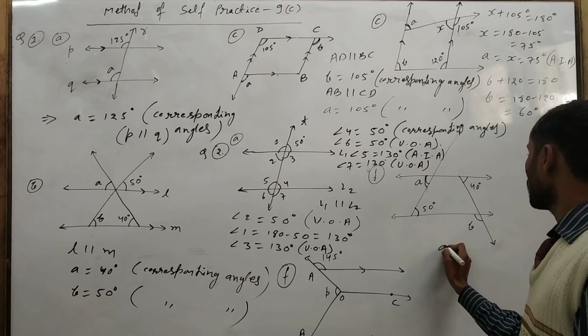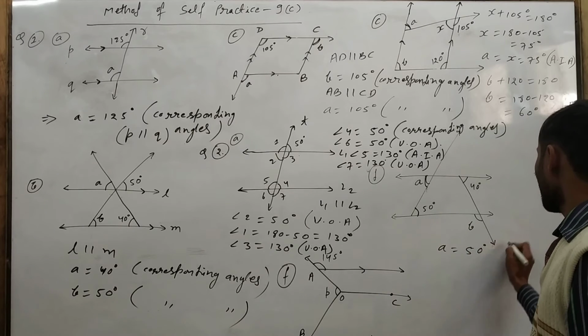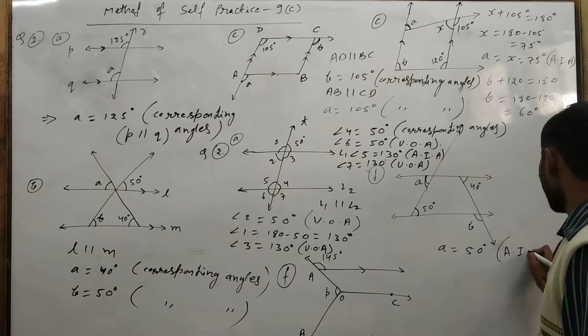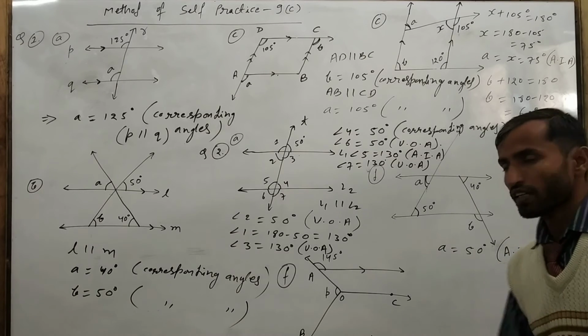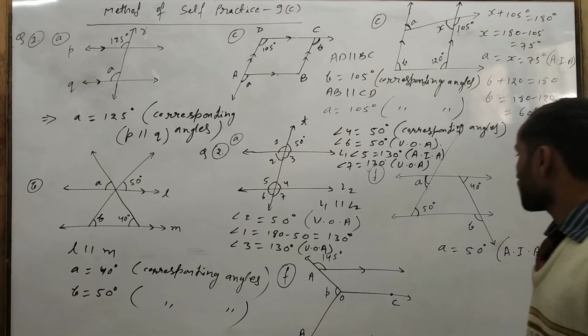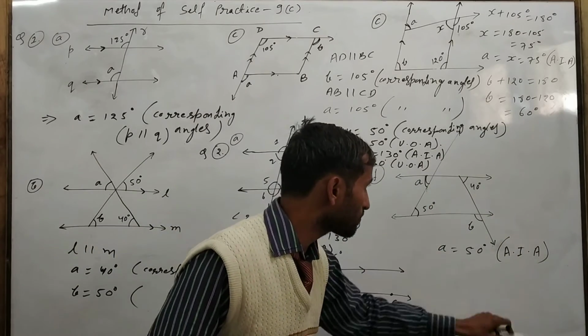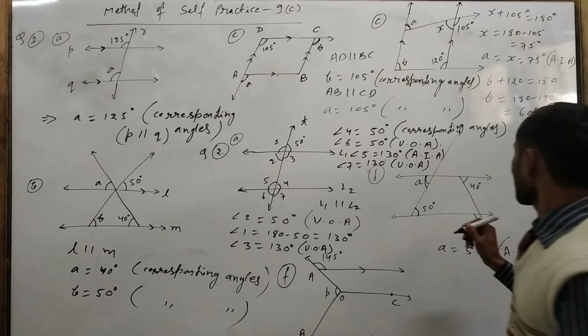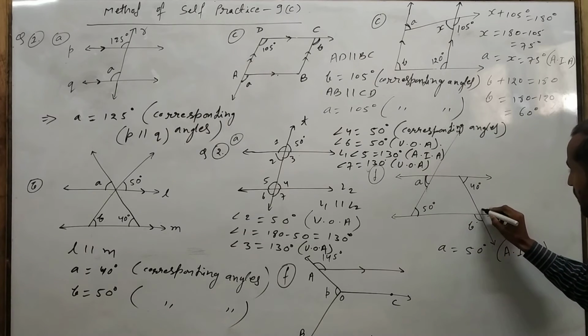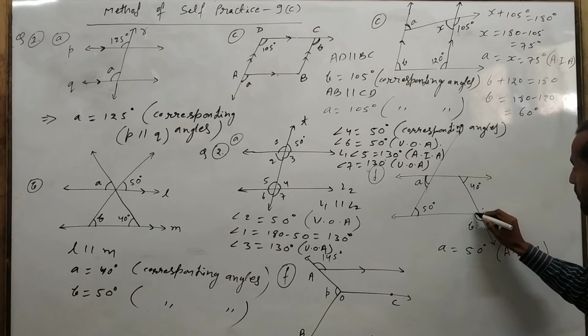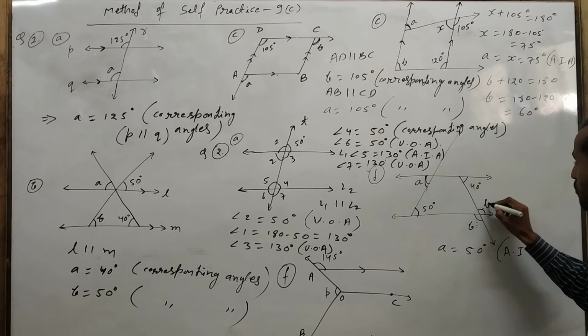So A is equal to 50 degrees, it will come directly. Just, as the reason, we have to write down alternating interior angle. Shortcut: A, I, A. Now we have to find the value of B. There, 40 degrees is given and this one is the transversal line. So how will you find it? Just see, vertically opposite angles are always equal. So this one is B. We can say this one is also B.